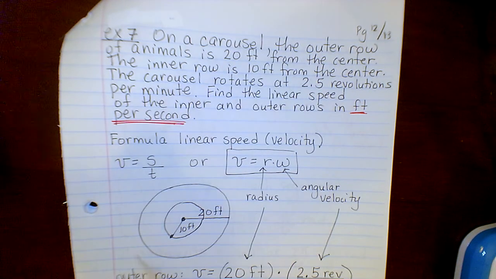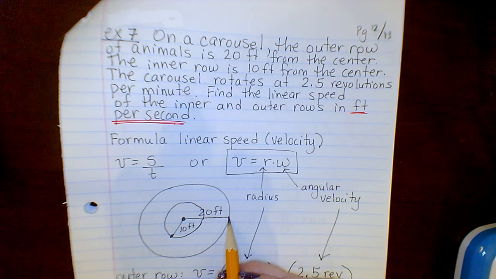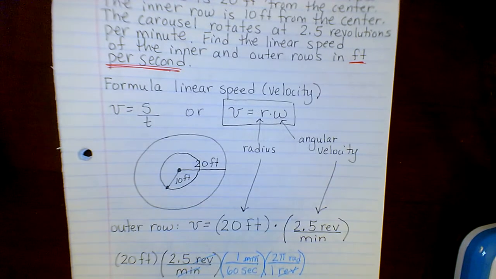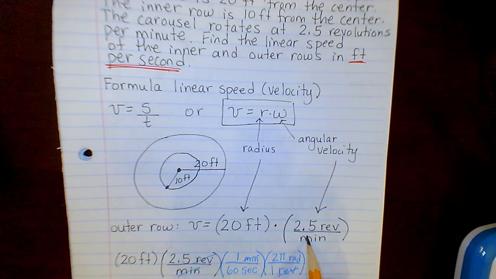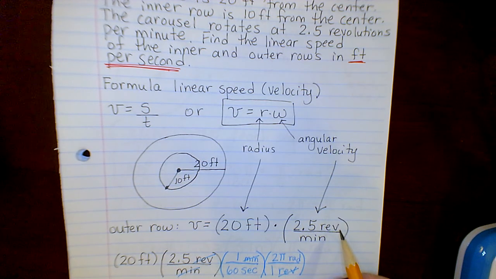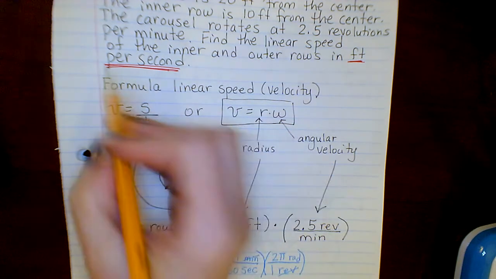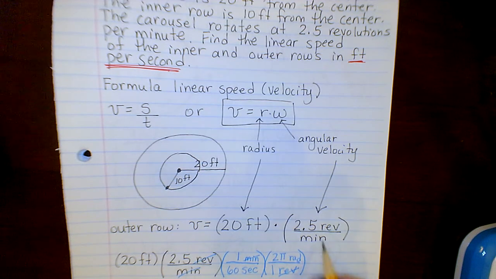So here's what we're looking at. We've got this carousel or merry-go-round. The outer animals here are 20 feet from the center. The inner animals are 10 feet from the center. So if we look at the outer row, we use this v equals rw. We have this radius, and then we have this angular velocity. Now it's not as easy as just multiplying this. Sometimes it is. But how do I know that I'm not just done after multiplying this? Well, because of the units. Feet per second. There's my feet, but I don't have per second.